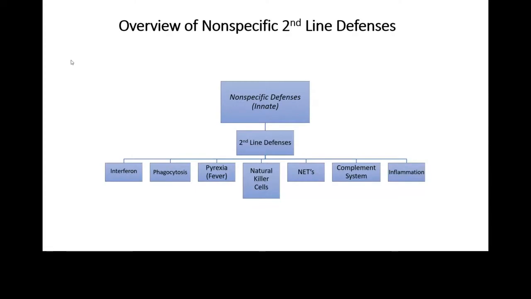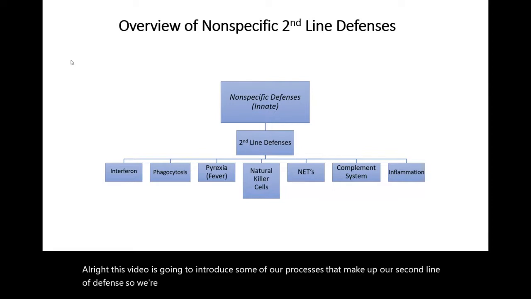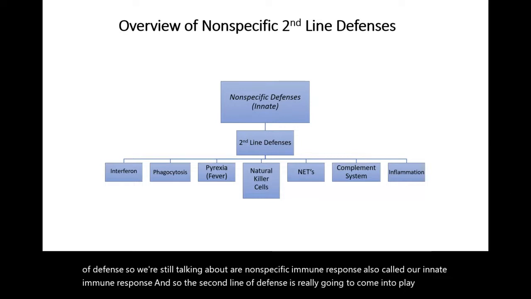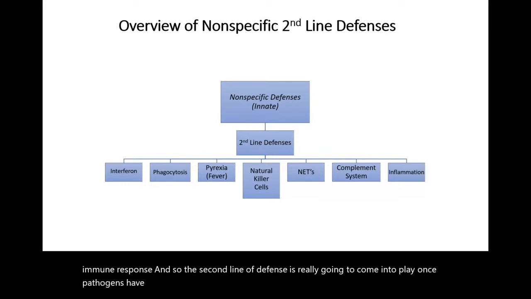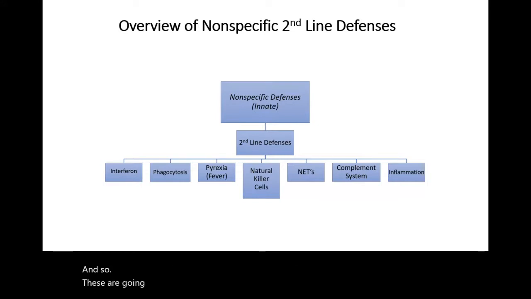All right, this video is going to introduce some of our processes that make up our second line of defense. So we're still talking about our nonspecific immune response, also called our innate immune response. The second line of defense is really going to come into play once pathogens have already gotten inside the body, okay? These are going to be more present deeper within the tissues.